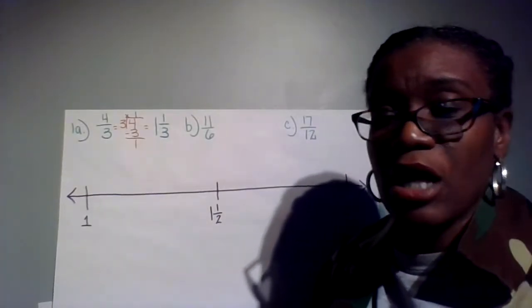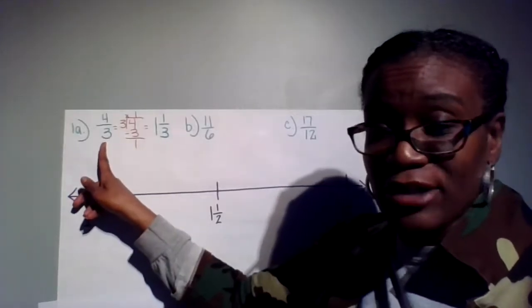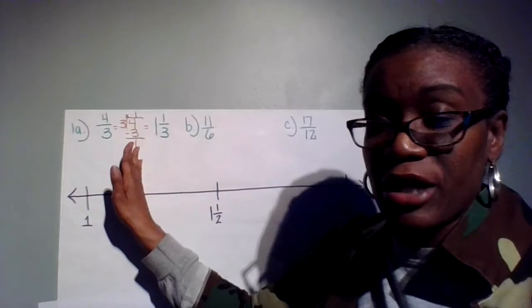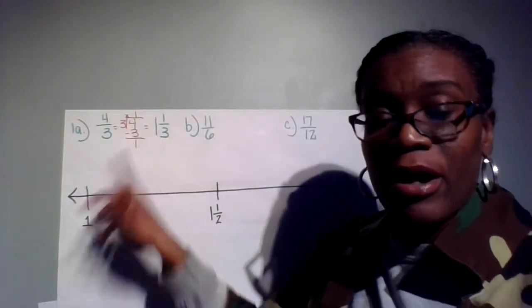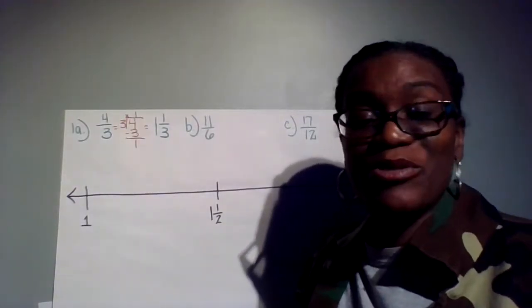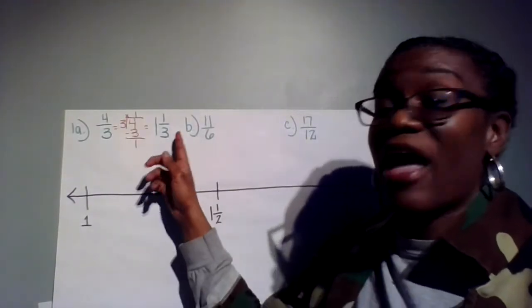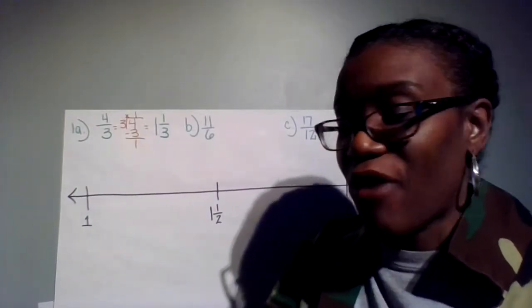So scholars, first thing that we need to do is look at our improper fraction, and we need to convert it using division into a mixed number. And what is a mixed number? Oh my goodness, scholars, you are so smart. That's right. It's a number that has a whole number, which is the number 1, and a fraction.